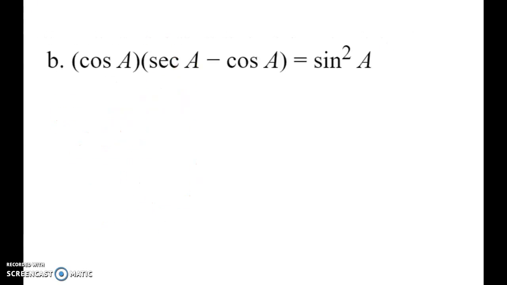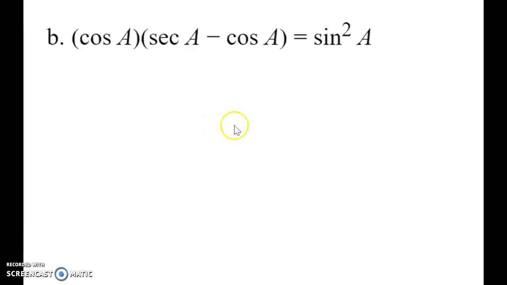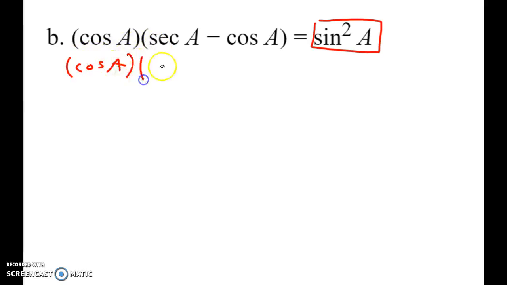All right, here's another. Okay, so same strategy. We're going to try to work on the left-hand side so that we can change it into the right-hand side. We're going to try to change it into sine squared of a. So let's see, cosine squared of a, I like that. That's nice the way it is. I've got a secant and a cosine. So let's start by changing the secant to 1 over cosine.